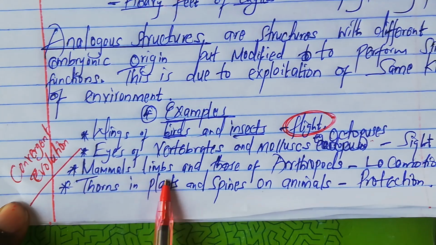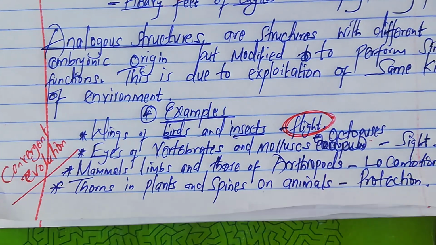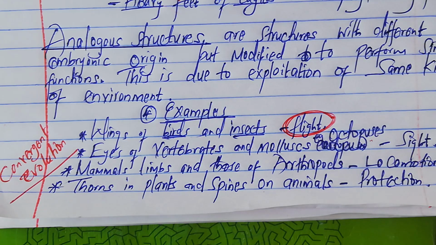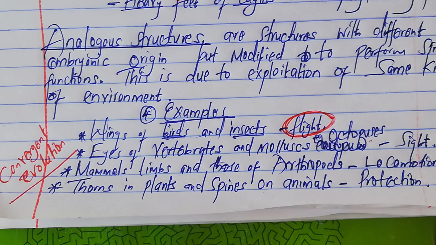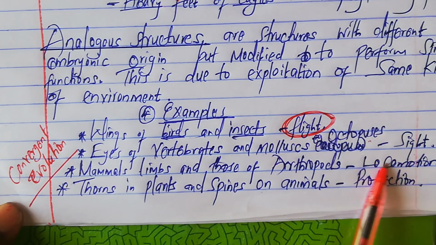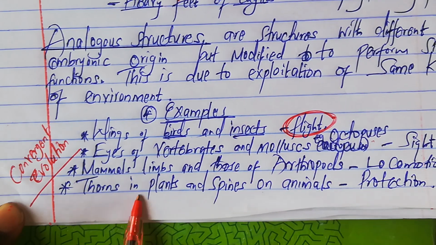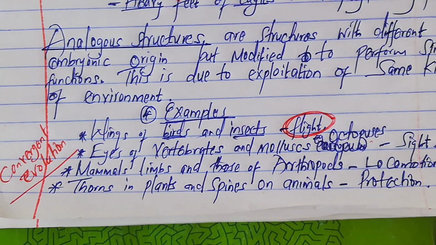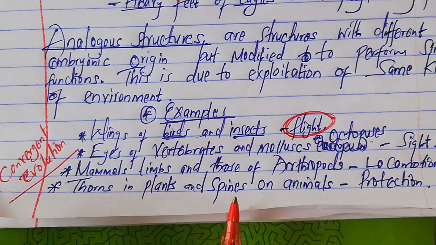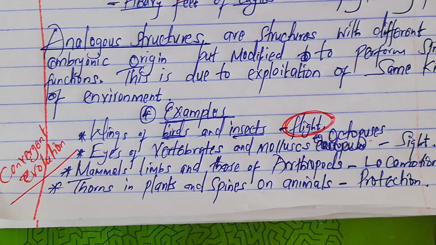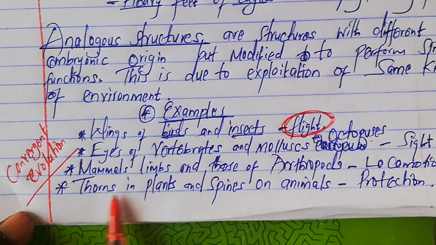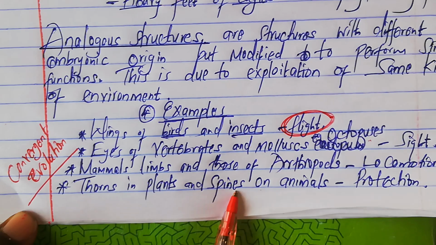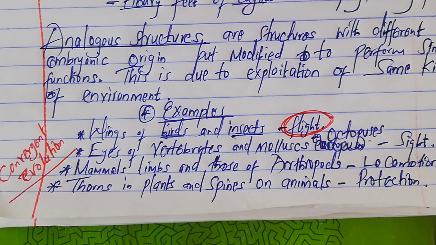The limbs of mammals and those of arthropods. Mammals have limbs, both fore and hind limbs. The arthropods also have what we call limbs or the appendages. They are used for the same function, locomotion. Then finally, we have thorns in plants and spines in animals. We have plants that have thorns, for example, the acacia and many cactus and so forth. But the spines are, for example, the porcupine and so forth. These thorns and these spines perform the same function. However, they are from different embryonic origin, but the function that they perform is protection.